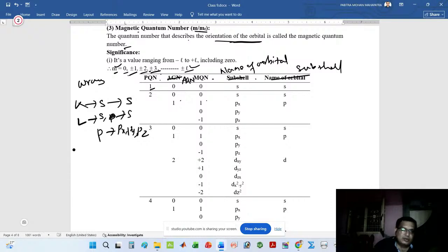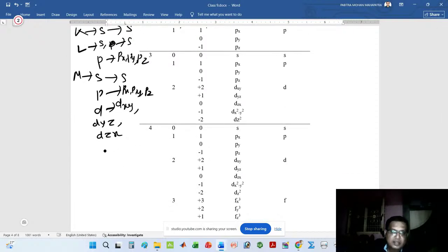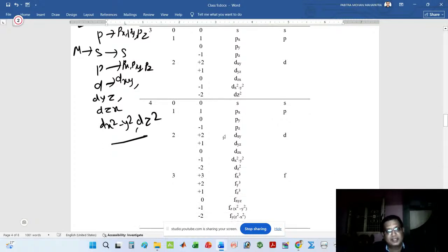Similarly, if you think about the M shell, it has three subshells. One is your S, another is your P, another is your D. S has one orbital S, P has Px, Py, Pz, D has five orbitals. One is your dxy, dyz, dzx. Next is your d x square minus y square. Next is your dz square. These are the five. Similarly, f has seven orbitals.